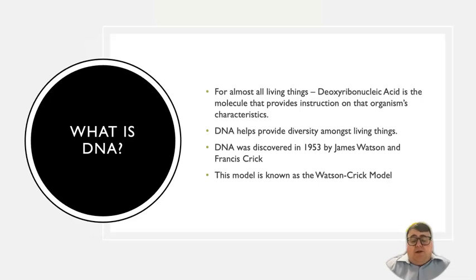DNA is really useful in terms of helping provide diversity amongst living things. Slight variations in DNA give us those different appearances. The actual structure of DNA was discovered in 1953 by James Watson and Francis Crick. DNA was discovered before that, but the structure of DNA was discovered in 1953 by James Watson and Francis Crick, and that model is known as the Watson and Crick model, which you'll get to know quite well throughout this topic.